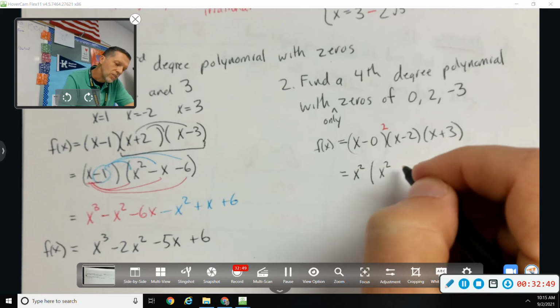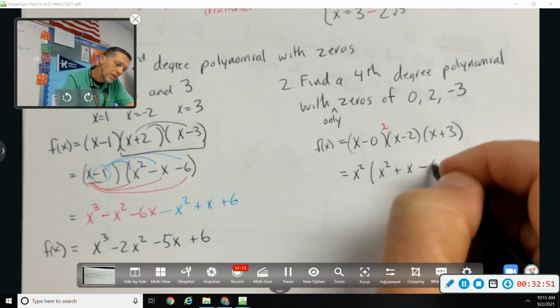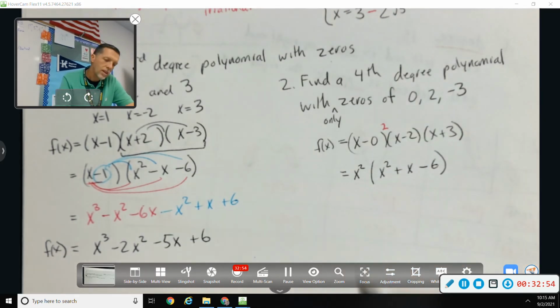X squared plus x minus 6. Then distribute the x squared.